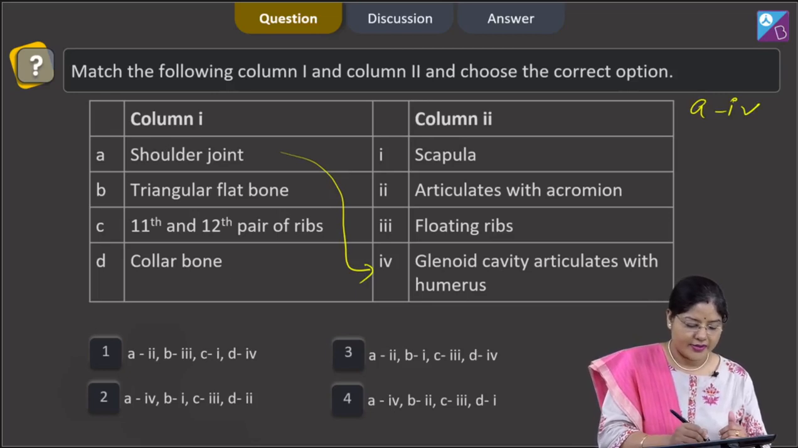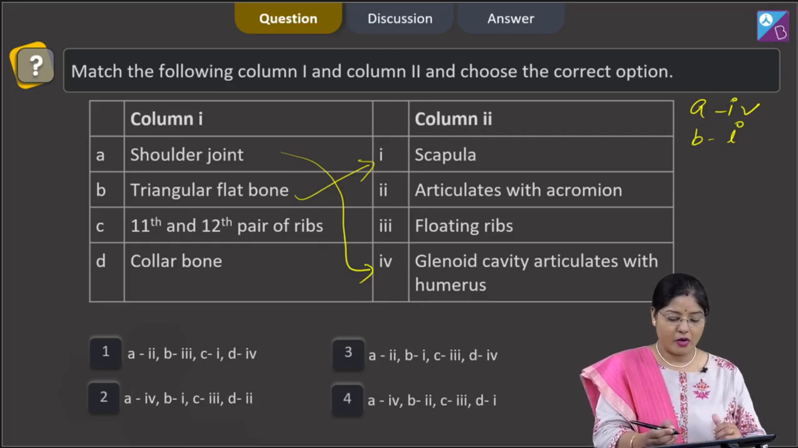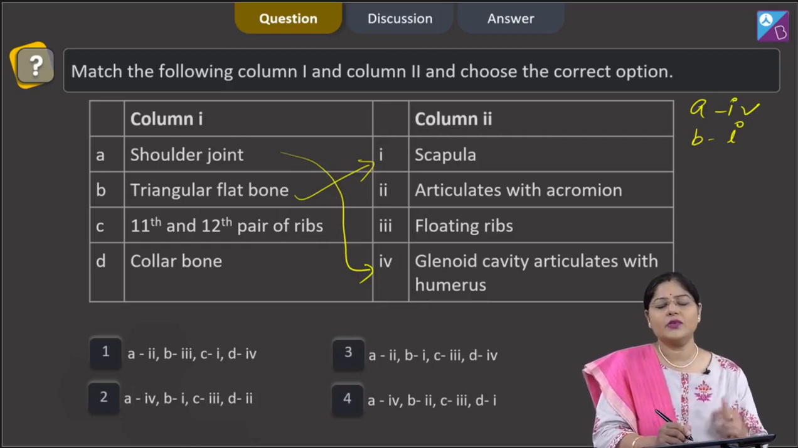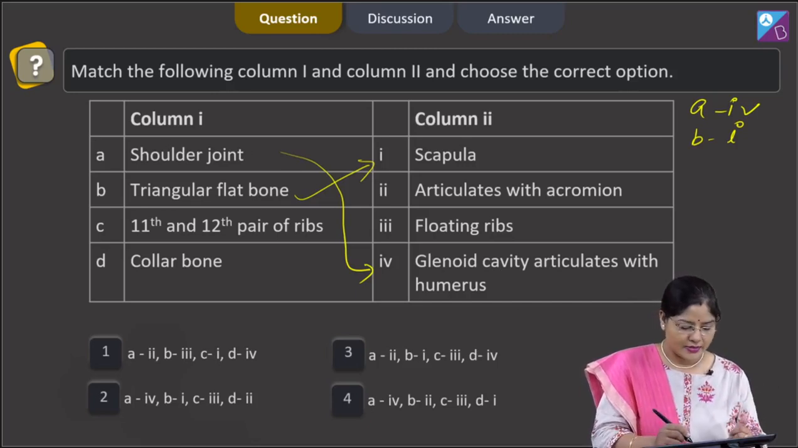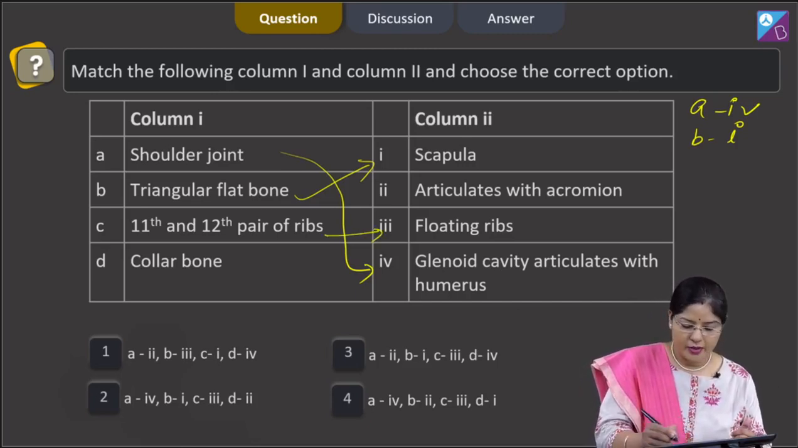Triangular flat bone. Scapula is a triangular flat bone. So, B matches with 1. 11th and 12th pair of ribs, these are the floating ribs, also known as vertebral ribs, because they are connected dorsally with the vertebral column with thoracic vertebrae, but ventrally they are not attached to sternum. So, they are known as vertebral ribs or floating ribs. They protect our kidneys. So, C matches with 3.